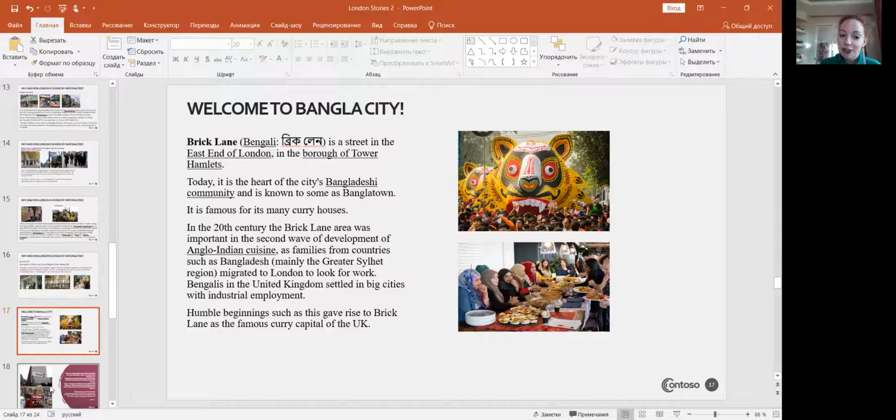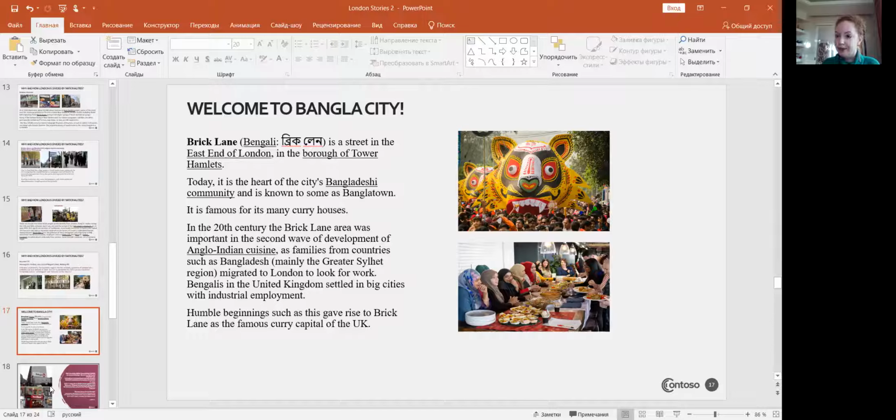In the 20th century, the Brick Lane area was important in the second wave of development of Anglo-Indian cuisine, as families from countries such as Bangladesh, mainly the greater Sylhet region, migrated to London to look for work. Bengalis in the United Kingdom settled in the big cities with industrial employment. Humble beginnings such as this gave rise to Brick Lane as the famous curry capital of the UK.